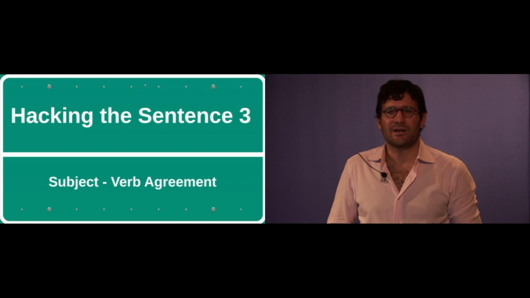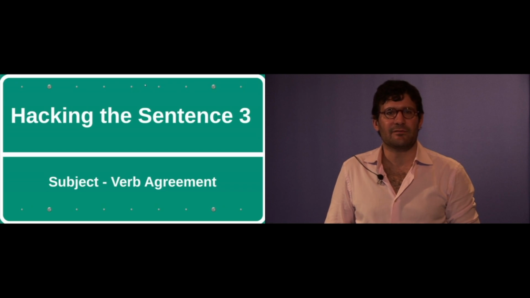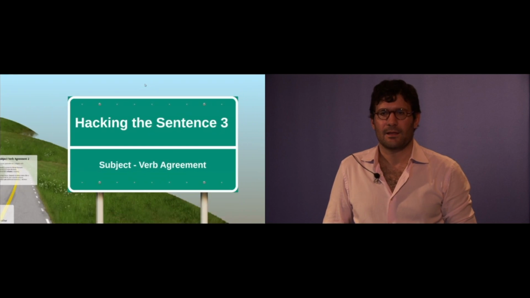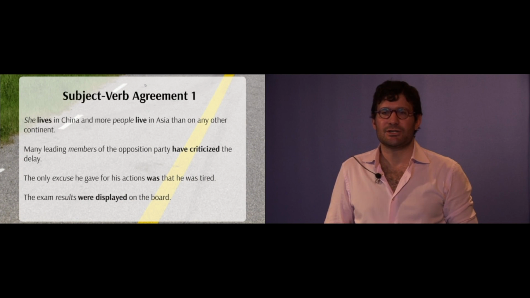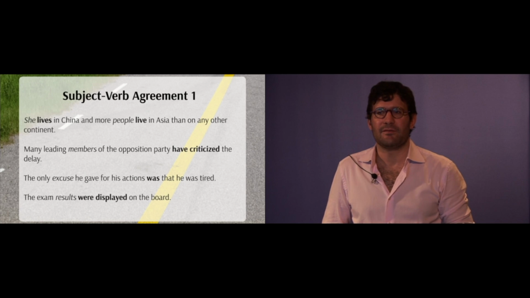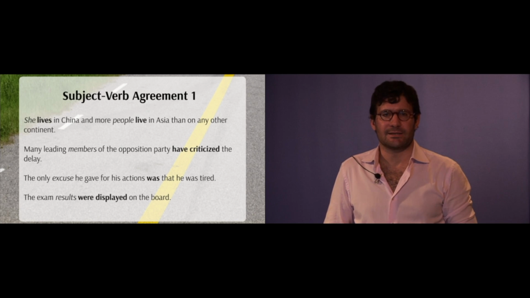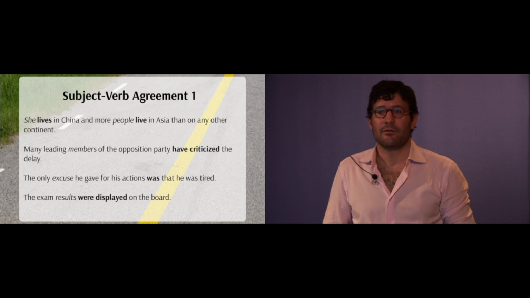Hi, today we're going to be taking a look at the problem of subject-verb agreement. So let's take a look at these sample sentences first. She lives in China, and more people live in Asia than on any other continent. She, singular, verb, singular. People, plural, verb, plural. Very simple. Many leading members of the opposition party have criticized the delay.